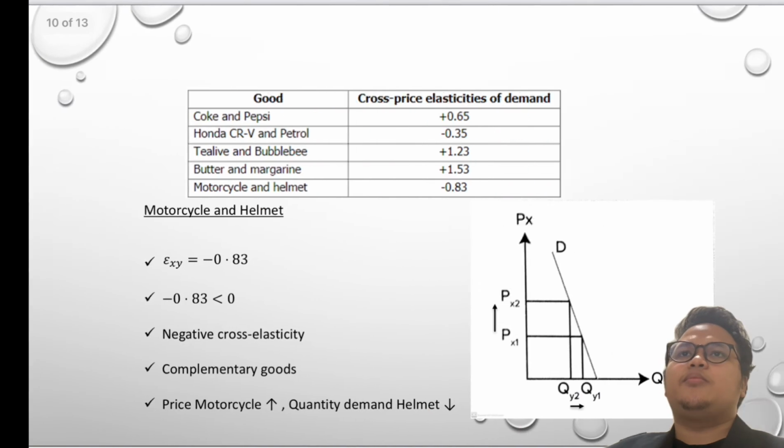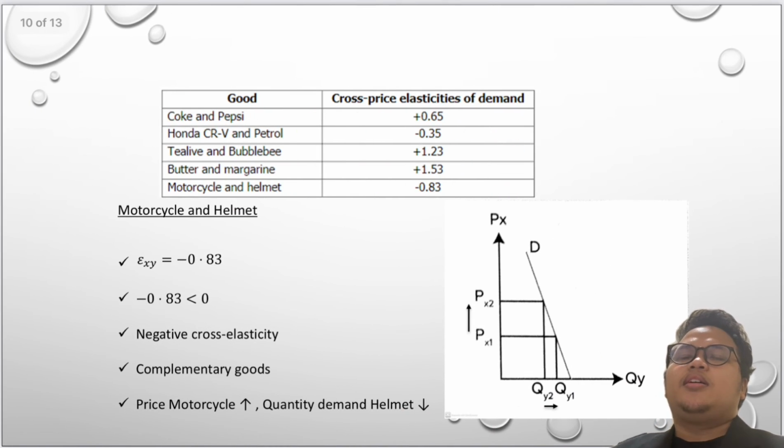Okay, next is motorcycle and helmets. The cross price elasticity of demand for motorcycle and helmets is negative 0.83. So we know that negative 0.83 is lower than 0, so it will be negative cross elasticity. Motorcycle and helmet are complementary goods, so when the price of motorcycle increases, quantity demanded for helmet will be decreased. Okay, that's all from me. Thank you.